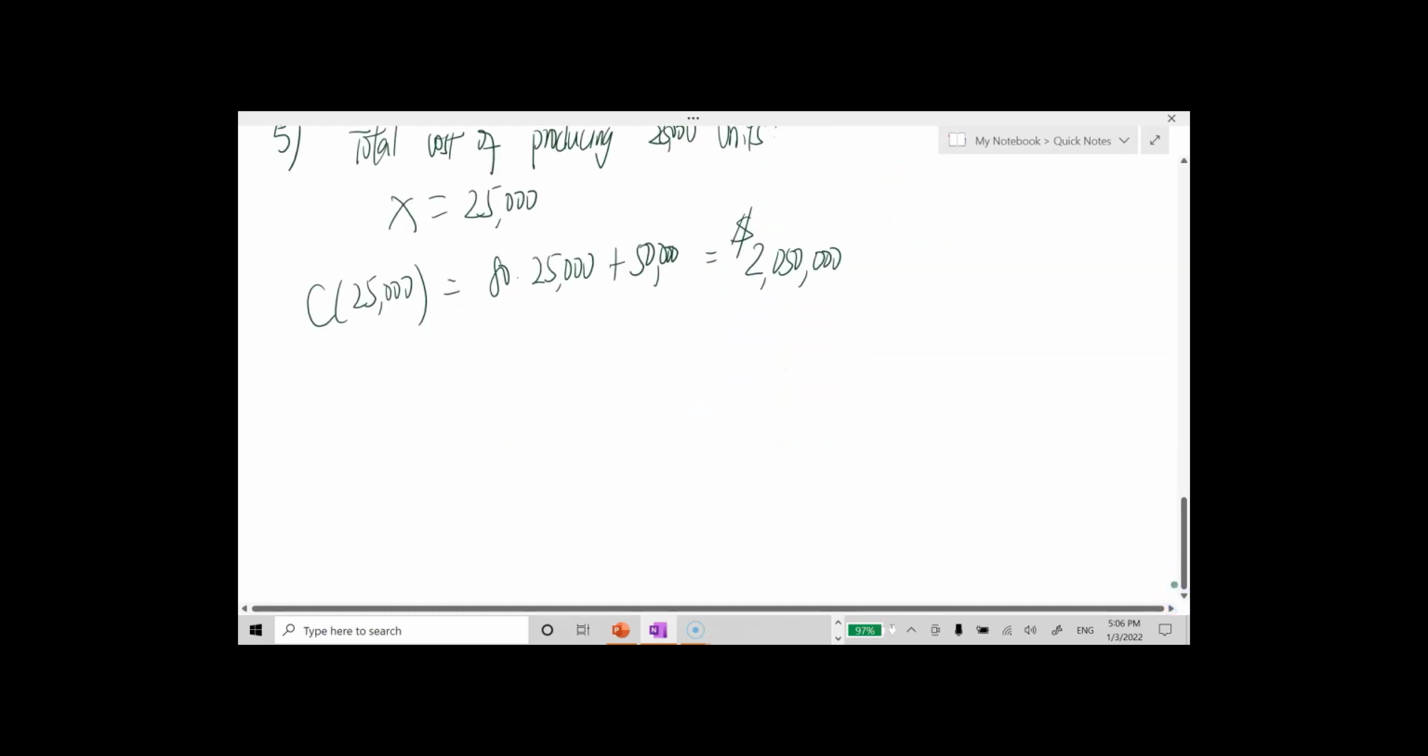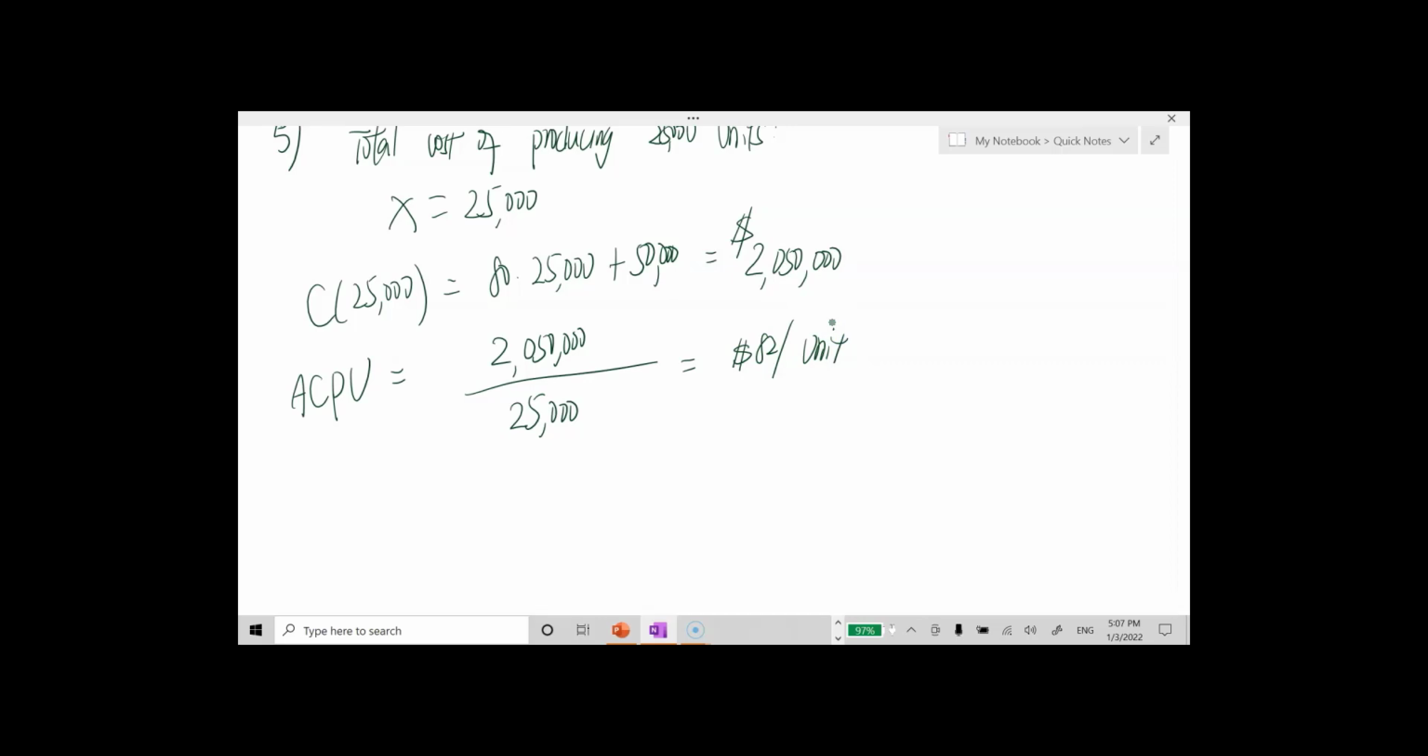Now from here, average cost per unit. So it will be the total cost divided by the number of units, 25,000. And if you divide, you end up with $82 per unit. Average cost per unit, 25,000 units produced, $82 per unit.